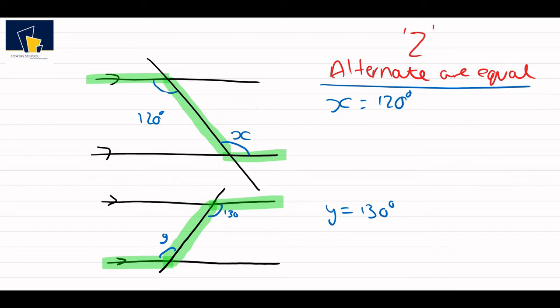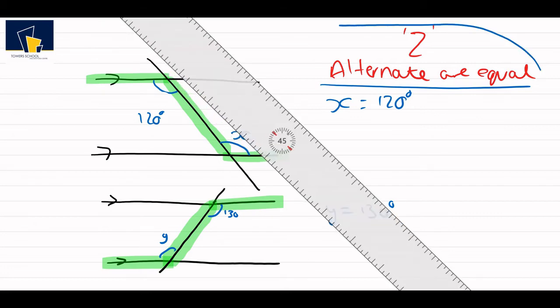All right. Let's have a look at another set of parallel lines, and this time we can have a look at corresponding angles. So let's get rid of all this. I don't know how to get rid of that one. There we go.